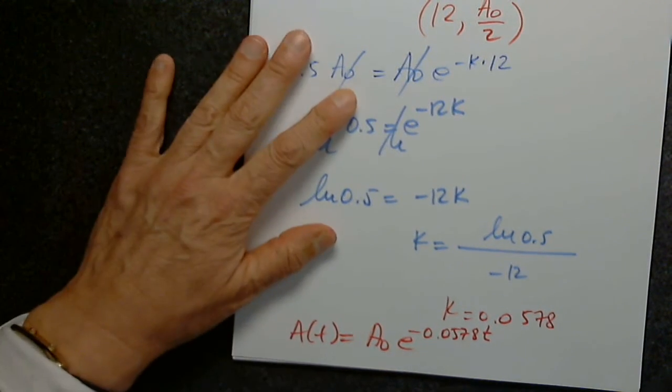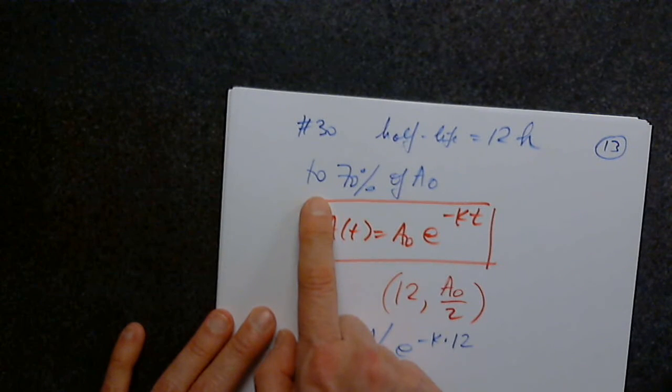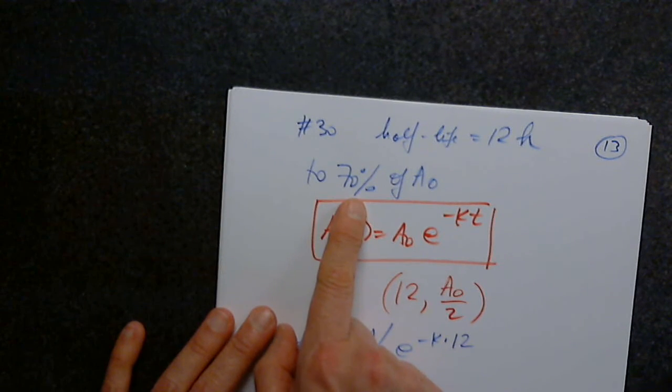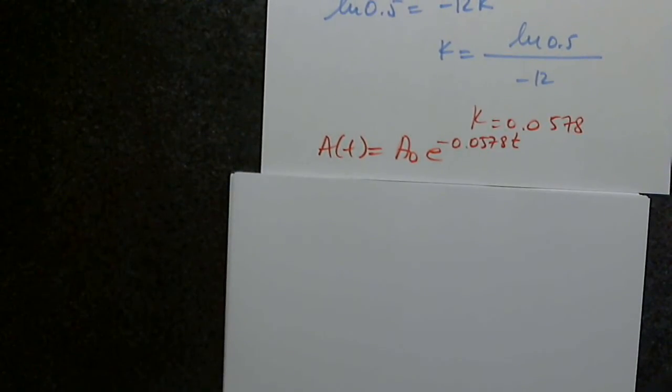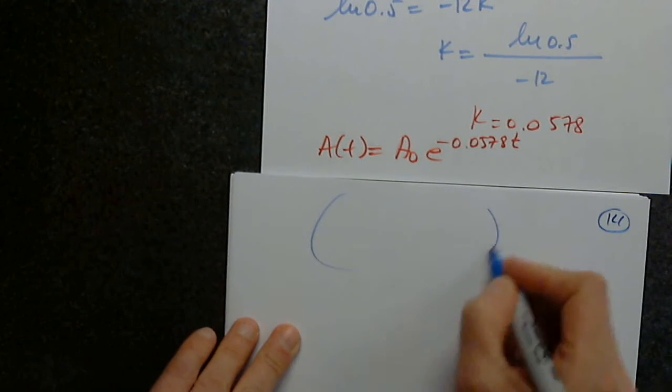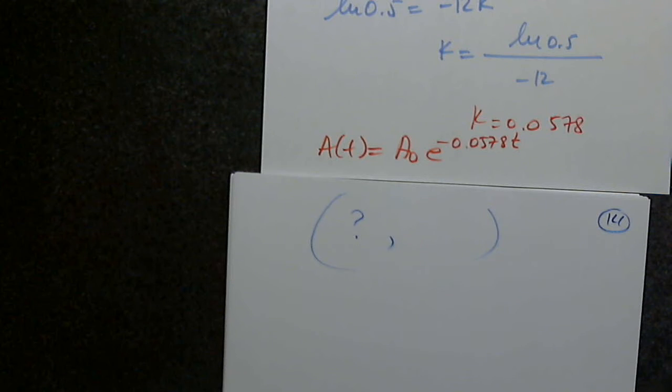We are ready to answer the question. How long till we have not 50% of A0, but 70% of A0? Can anyone create the point? How long till we have 70%? So, hold on, let's read it one more time. It decays to 70% or 70% is decayed. So careful, careful. To decay to 70% of the original. Okay, so it's decayed 30%.